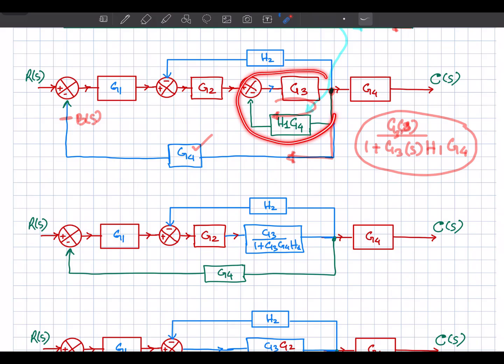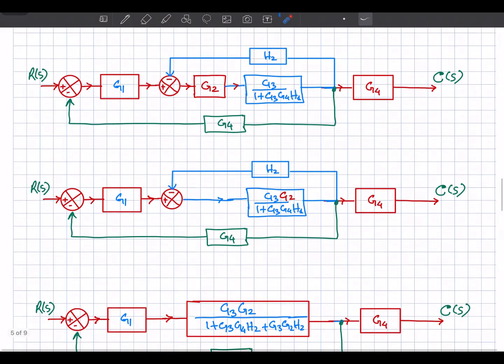This is the feedback loop. For this we are going to replace it with its gain, G3 divided by 1 plus G3 G4 into H1. So this portion is replaced with that one. Now you can observe that this portion is in series with this one, and if the transfer functions are in series, it's a cascaded system, then the resultant transfer function of this complete path will be simply the product of these two.